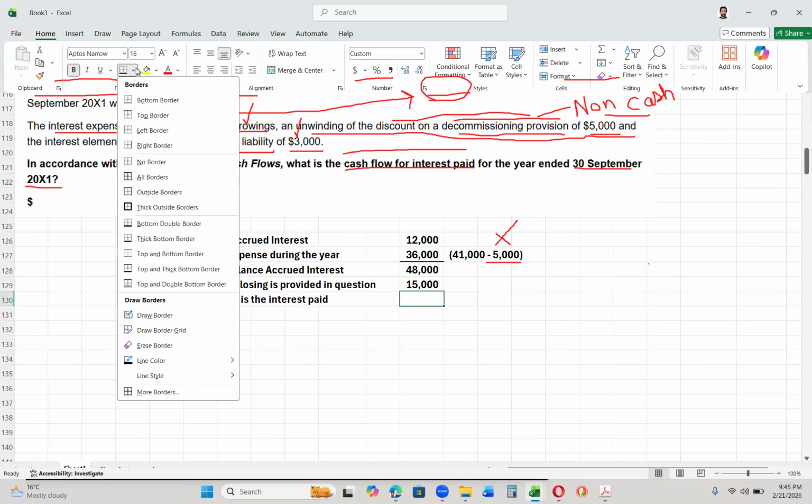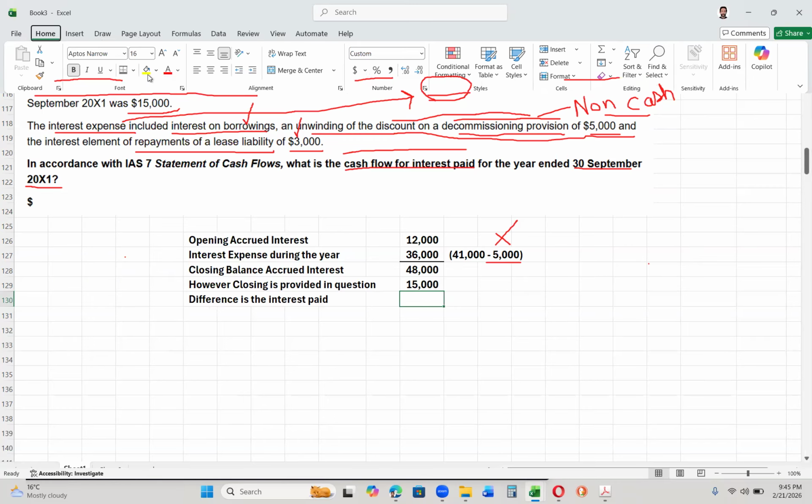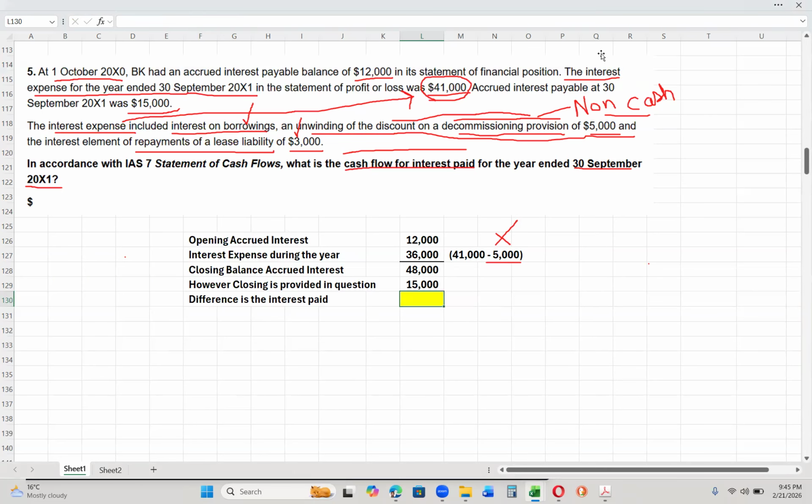So let's just do the settings, put it in yellow, and put the sum working here. That, or we could just say 48,000 less 15,000. So it means that the amount of money that we have paid is 33,000. Okay, so they made this question challenging by including the decommissioning provision, and if someone did not know about the decommissioning, they would have entered the wrong answer here. Okay, so the answer is 33,000.